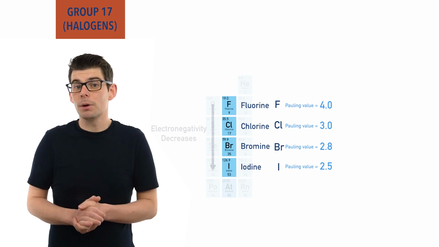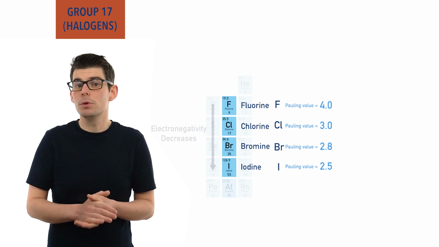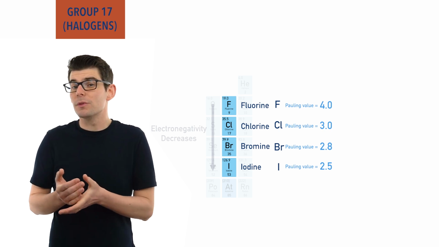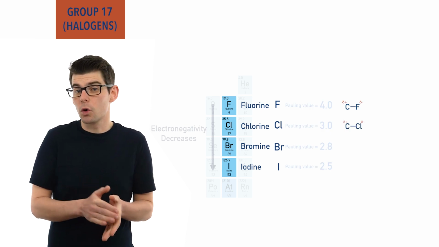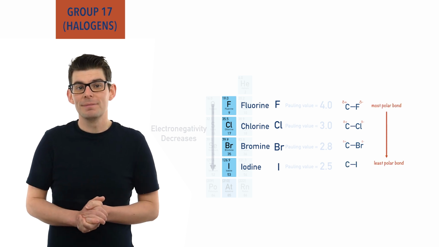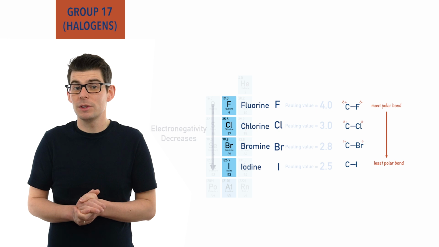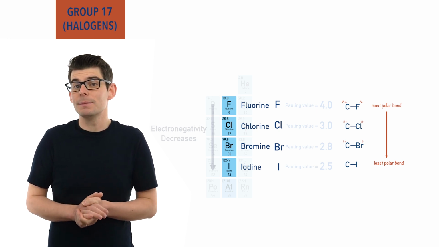This results in bonds made to larger halogen atoms being less polar as you move down the group, such as carbon-halogen bonds. Carbon-fluorine bonds are more polar than carbon-chlorine bonds, carbon-chlorine bonds are more polar than carbon-bromine bonds, and so on. In fact, carbon and iodine have such similar electronegativities, both 2.5 on the Pauling scale, that carbon-iodine bonds are considered nonpolar.